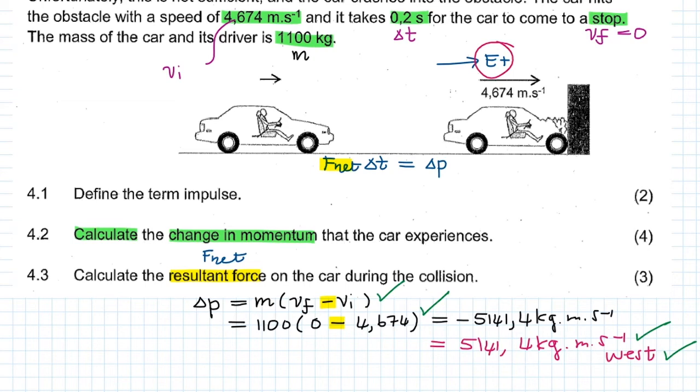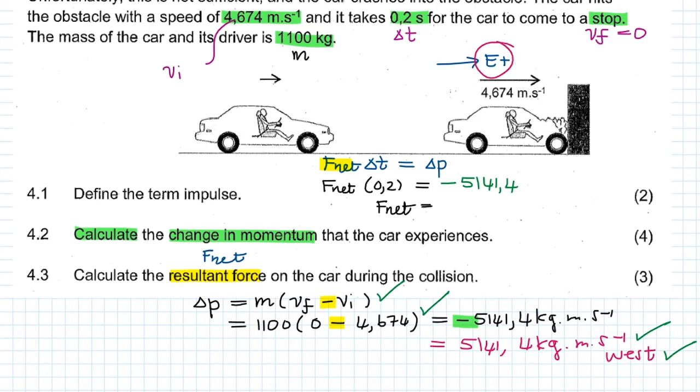Okay, so let's substitute directly into this formula exactly what we know. We know the time is 0,2. The change in momentum we just calculated. Now grade 12s, the change in momentum is negative. So please remember to substitute it into the formula with the negative value, because change in momentum is a vector. So when you make the substitution, you must plug it in with its direction.